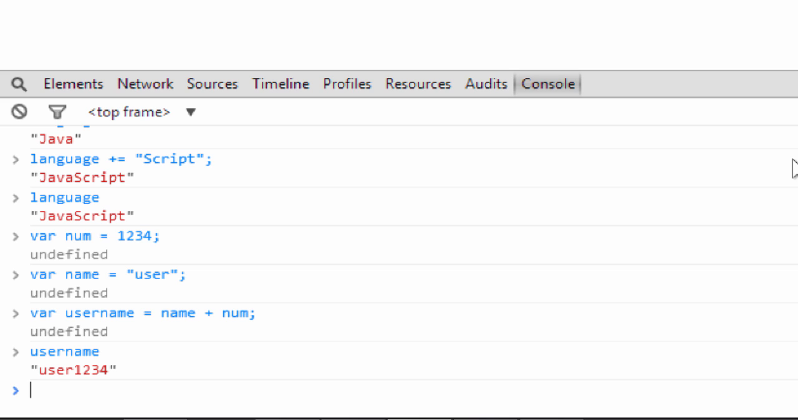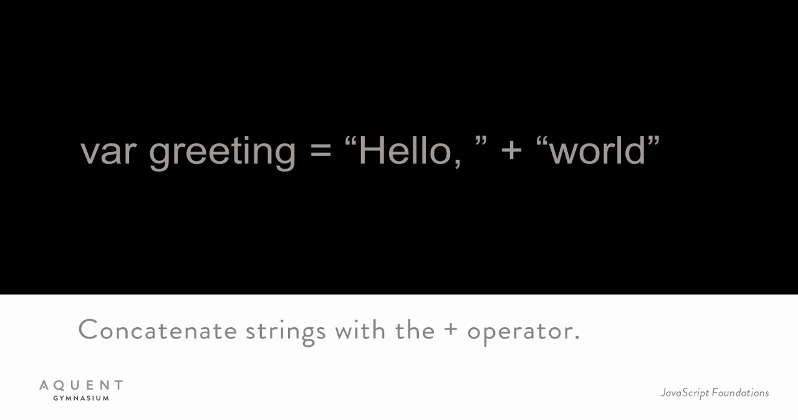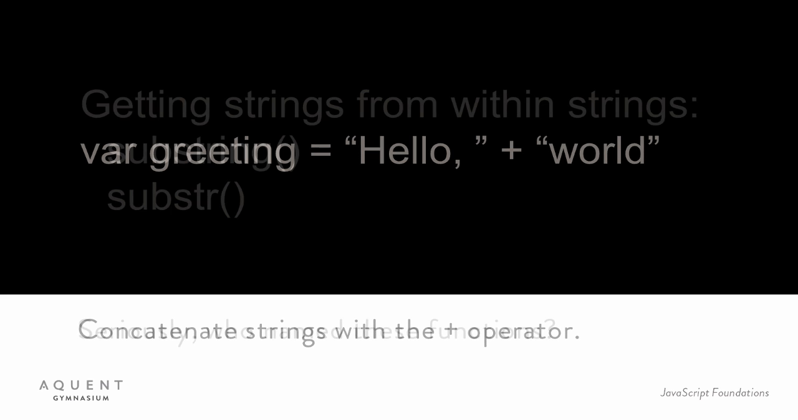Okay, so now you can use concatenation to create long strings from short ones. What about the opposite? Extracting shorter strings from longer ones. JavaScript actually has two functions for extracting substrings. In possibly the worst naming scheme ever, they're called substring and substr. They do exactly the same thing, but in slightly different ways. Both substring and substr let you extract a sequence of characters from within a string.